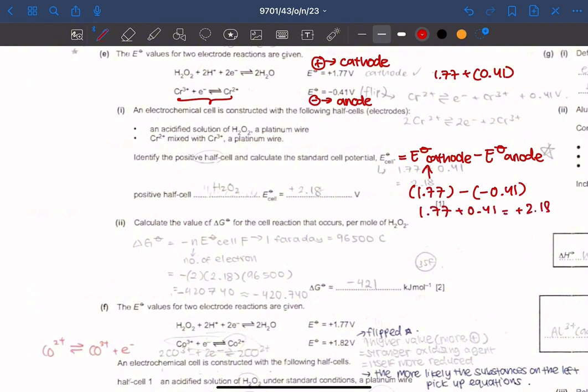So to prevent any misunderstandings, we could say that for the first method, add both E naught after flipping, and for this second method, don't flip the E naught.